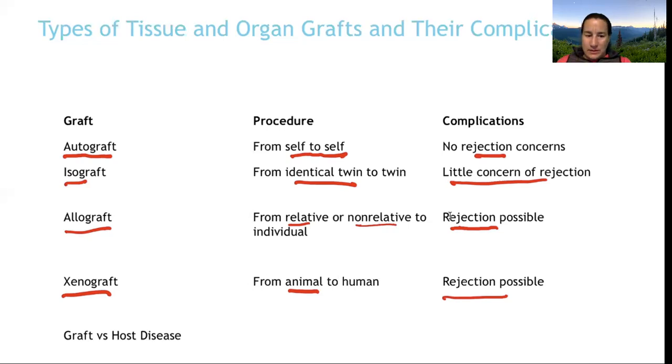Graft versus host disease. With graft versus host disease, oftentimes you may need to get tissue from somebody. Do you need an organ transplant? Is it skin? What do you need?